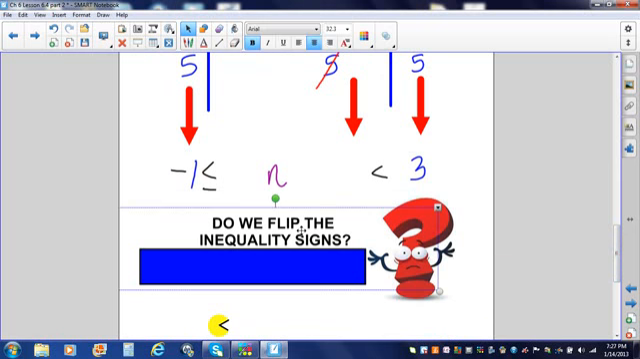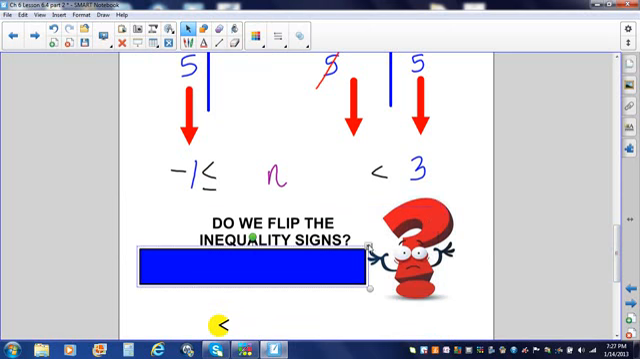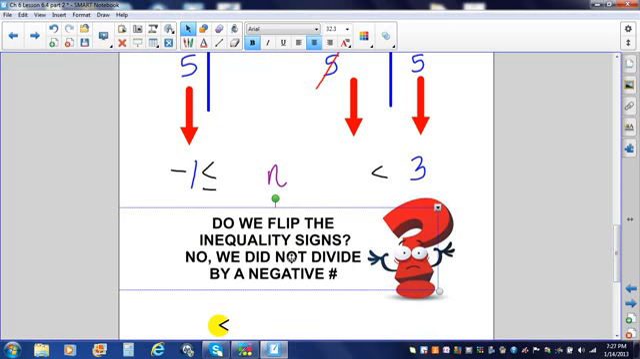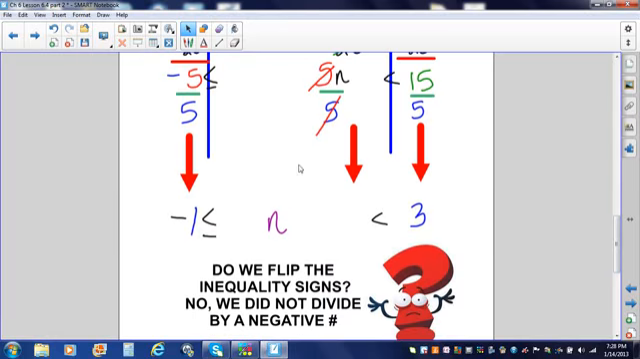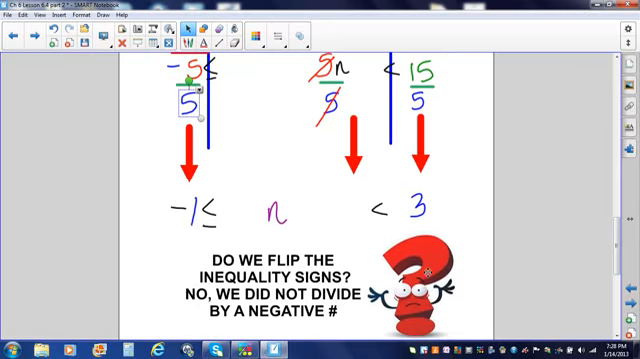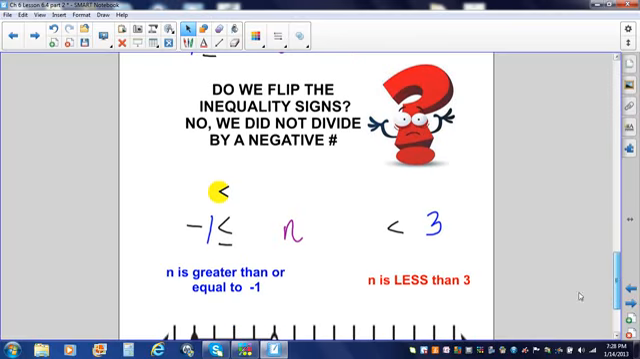So the question we have now is, do we flip the inequality signs? Drum roll, please. And the answer to that question is no, we did not divide by a negative number, so we do not flip the inequality symbols. Yes, I divided, but I divided by a positive number. We only flip if we divide by a negative number.